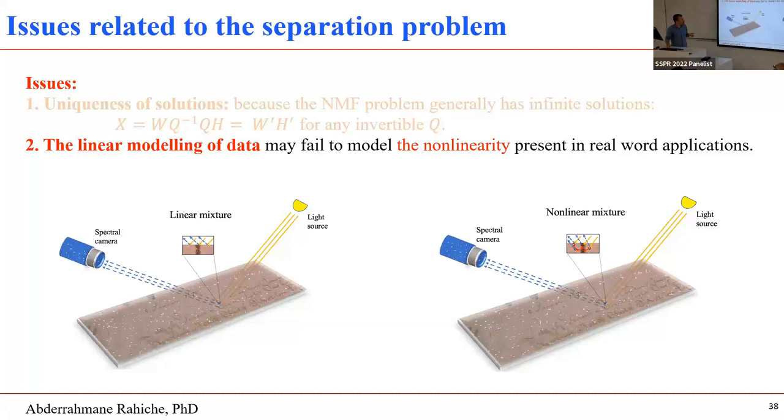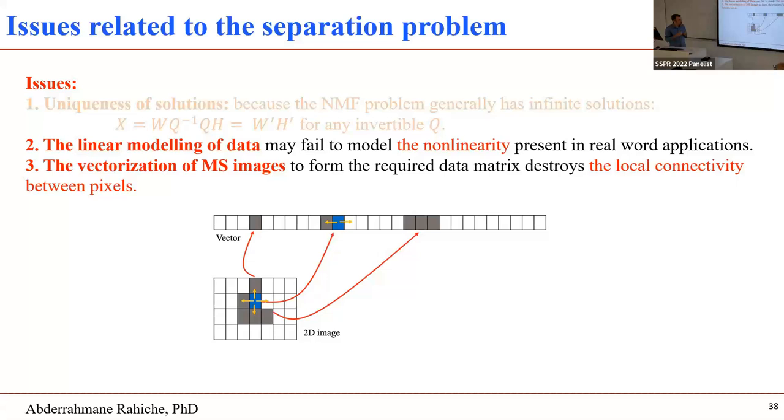Another question is related to the vectorization, the reshaping of our data. Don't forget that we are moving from a 3D representation to a 2D representation. So there is a transformation with loss. We lose the local connectivity between pixels. So how can we preserve this information?